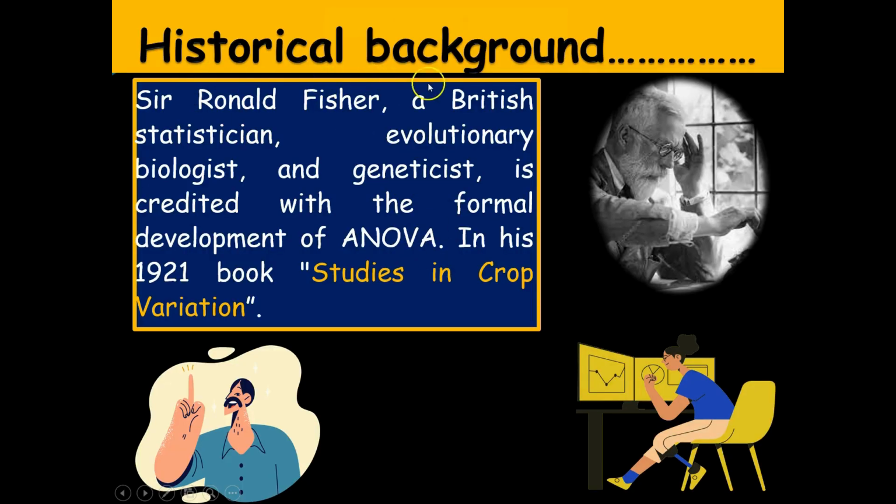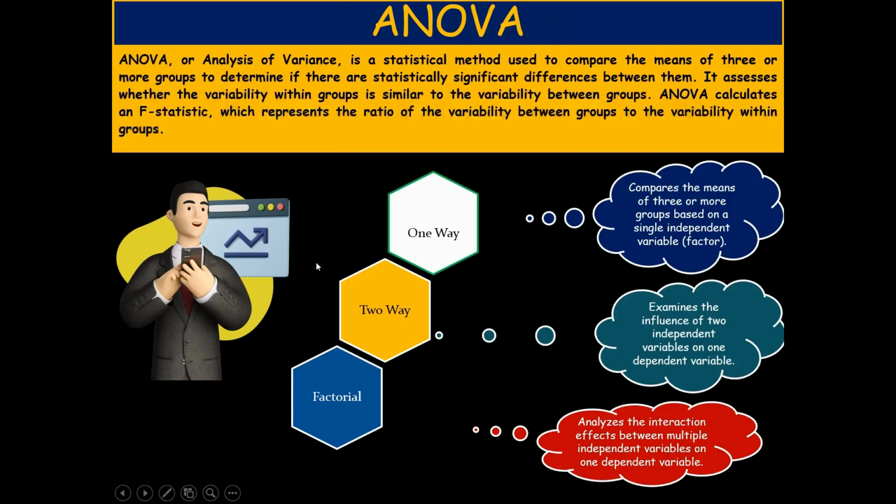As far as the historical background of analysis of variance is concerned, the credit goes to the father of statistics, Sir Ronald A. Fisher, a famous British statistician and evolutionary biologist, who is credited with the discovery of this wonderful algebraic procedure in his famous book written in 1921, entitled Studies in Crop Variations.